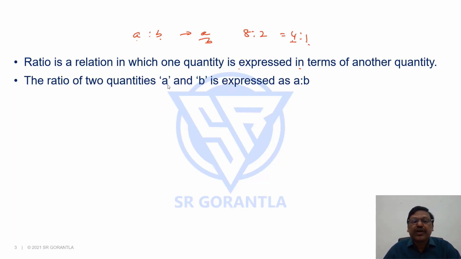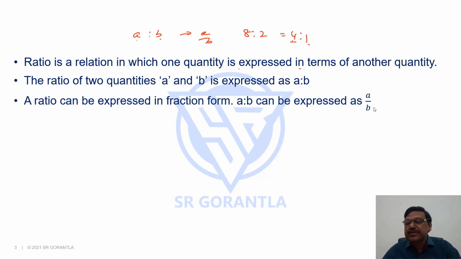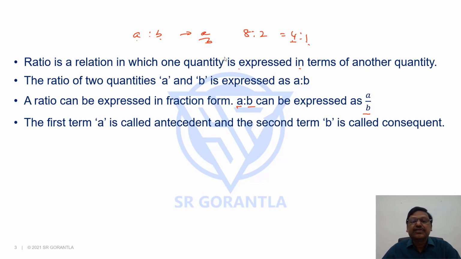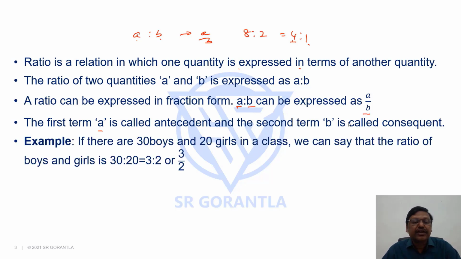So the ratio of two quantities A and B is expressed as A is to B. This can also be expressed as A by B, as we discussed. Here in this ratio, the first term A is called antecedent, and the second term B is called consequent.